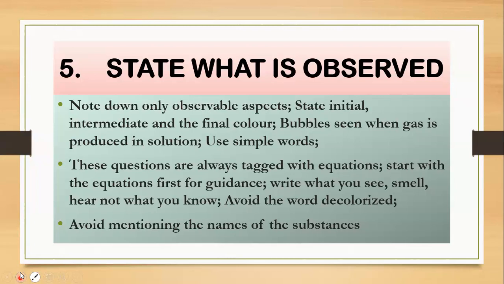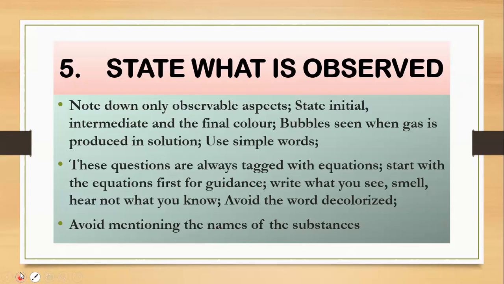Since these questions are always tagged with equations, and the equation usually comes in the next section, if it is a question with part A and part B, and part A is for observation, in most cases part B is asking you to write an equation. The equation is a very good tool you can use to guide you when you're writing these observations. So first, read the whole question from part A up to the final part, then write down the equation. Even if the equation has not been asked, you can go to the end of the paper, where there is some free space. Write the equation and then let it give you some guidance on the expected observations.